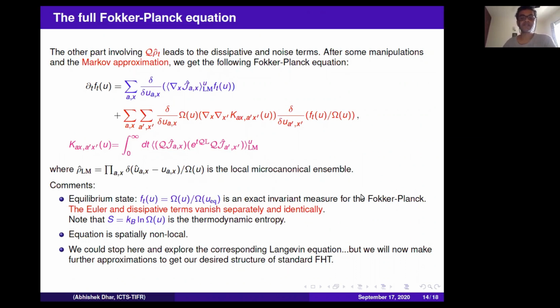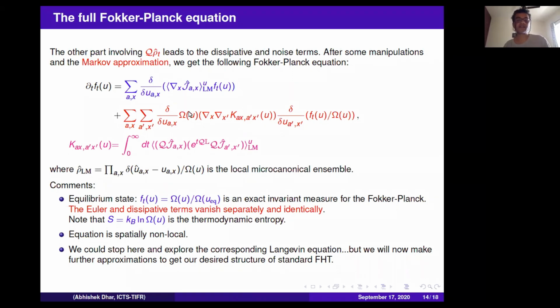Okay, so at this point, I just want to make some comments. First of all, in this form, you can check that if the system is in equilibrium, then you can easily see that the distribution should have this structure, omega u divided by omega equilibrium. If you plug it into this equation, you can show that the right hand side exactly vanishes. Therefore, at this level, the equilibrium state is an exact invariant measure for the Fokker-Planck.